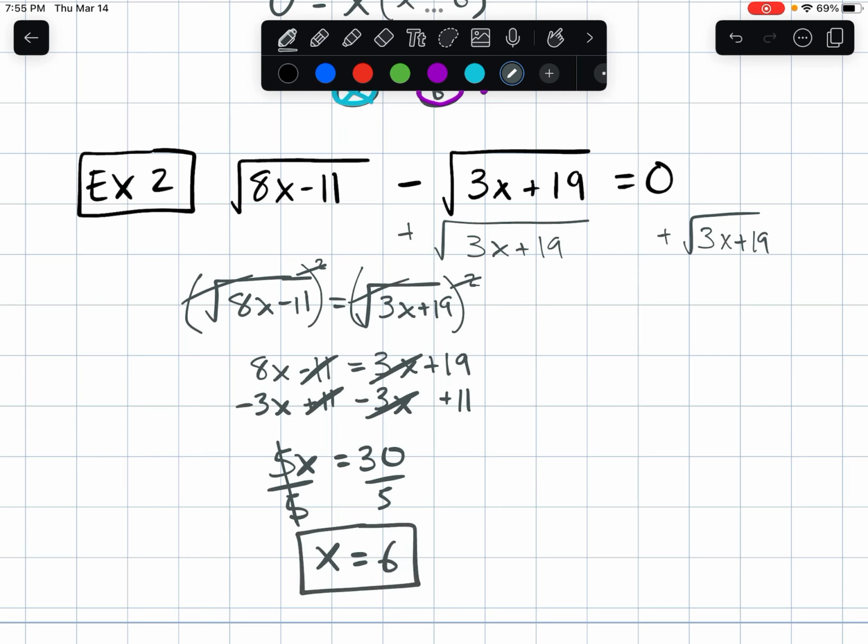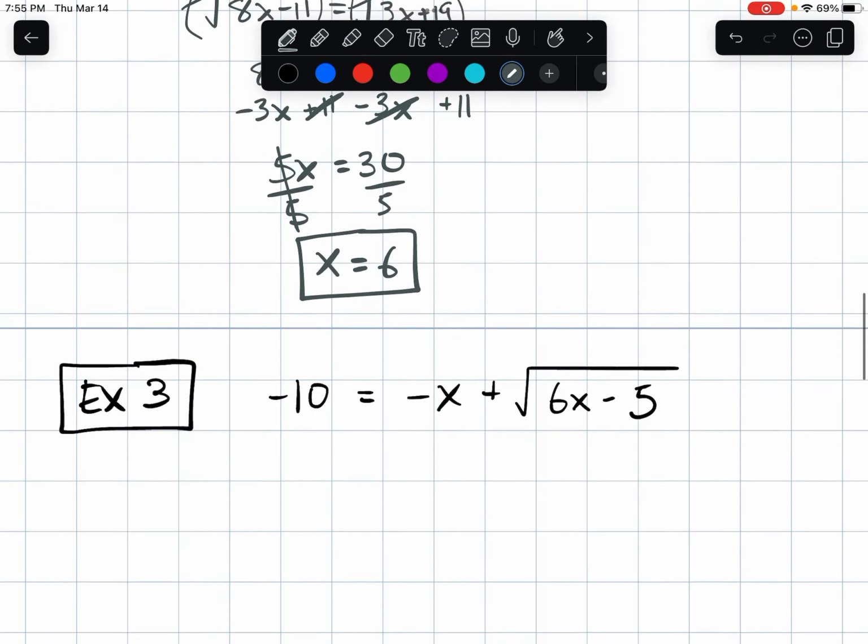Okay, we do have to plug this in. I'm not going to do this again, but if you plug in the 6 for x, you do figure out that it is correct. So this does actually work, and 6 is, in fact, an answer if you check your answer.